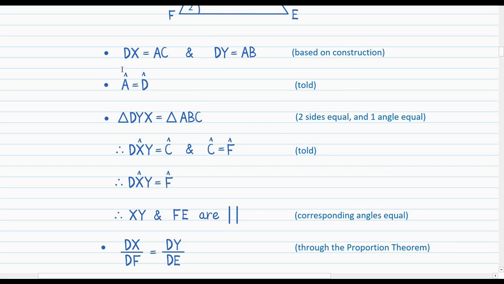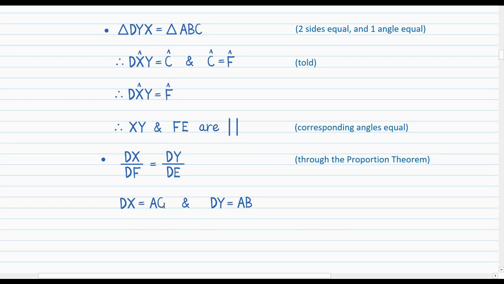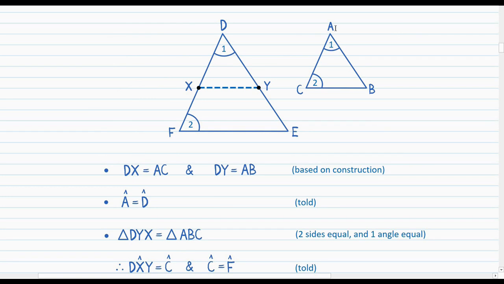And as earlier mentioned at the very start, DX is the same as AC and DY is the same as AB. So we can replace the DX in this numerator with AC and the DY in this numerator with AB. And therefore AC over DF is equal to AB over DE. Let's see how this applies to the diagram. So we have AC over DF is equal to AB over DE.